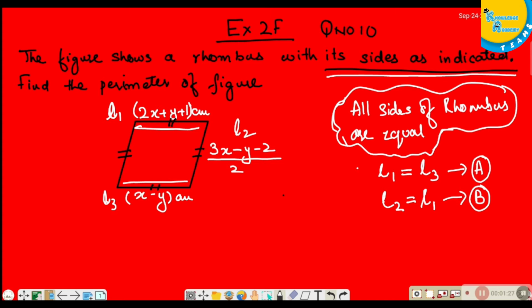Now I'm going to put the values of L1 and L3 in the first condition, and L2 and L1 in the second condition, and come up with two simultaneous equations, and then we will figure out the values of x and y.